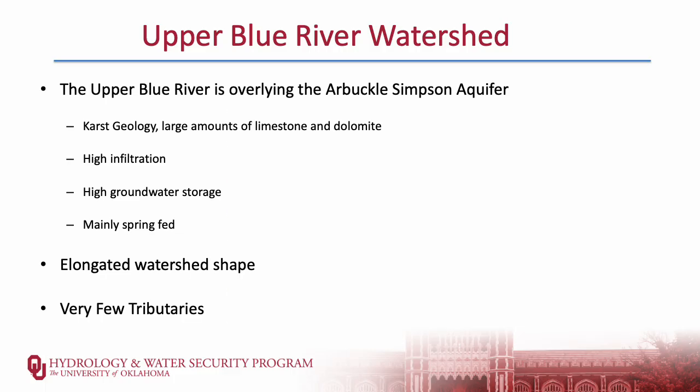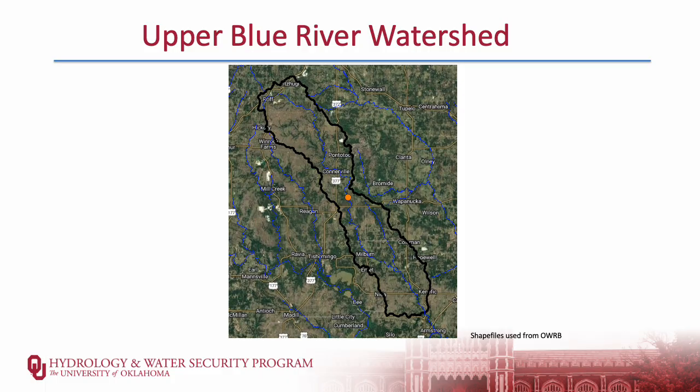In this next slide, you'll see the elongated shape of the watershed, and this orange dot here is the USGS gauge site. That'll make an appearance later on in this presentation. But this main blue stream running through the middle is the Blue River, and I used a shapefile from the OWRB to make this map. It is the major streams in Oklahoma, and as you can see, there's only one other major stream within this Upper Blue River watershed.